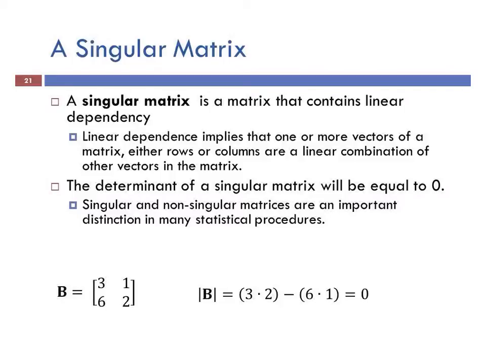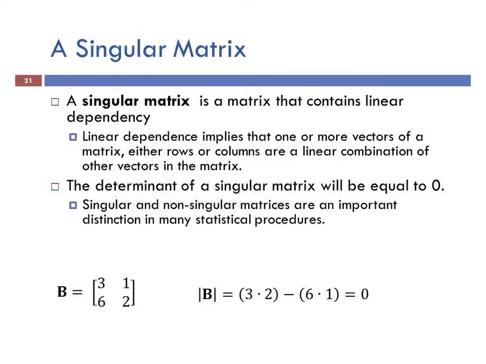In the end of the second video, we defined a determinant. A determinant is a single value that represents a square matrix. A singular matrix is one that contains linear dependency. What linear dependency means is that one or more vectors of a matrix, either rows or columns, are a linear combination of the other vectors in that matrix.